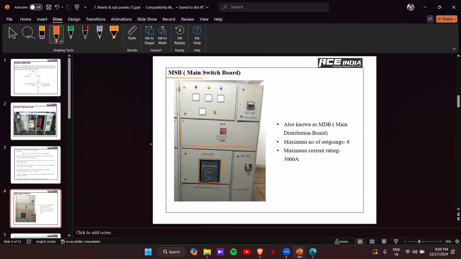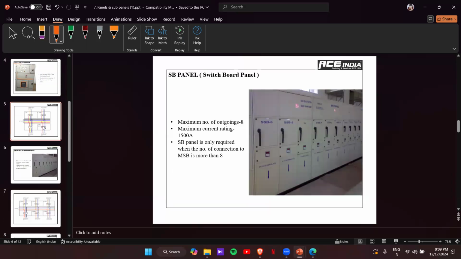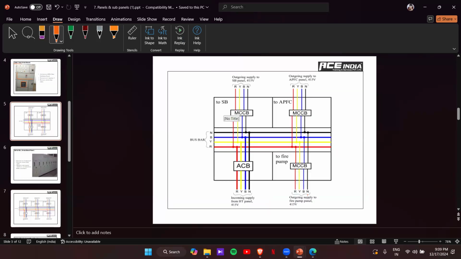Okay. So this is how it will look. This is the panel. This is the main incomer ACB here. And this is the bus bar chamber. And from the ACB outgoing, R phase will be connected to one bus bar, Y phase will be connected to Y bus bar, and B phase to the next bus bar, and the neutral to the next one.